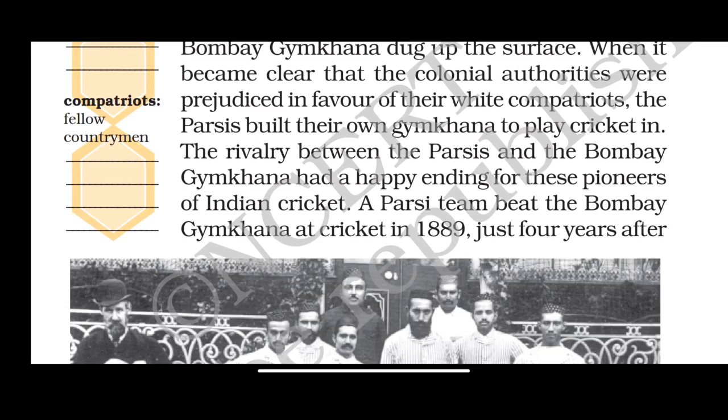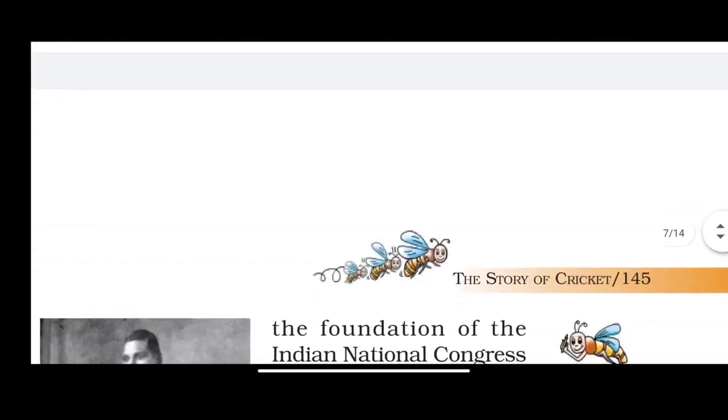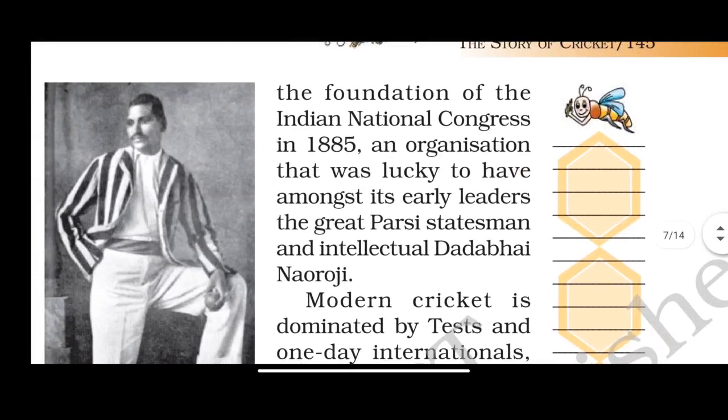A Parsi team beat the Bombay Gymkhana at cricket in 1889, just 4 years after. What happened? Like after the foundation of the Indian National Congress in 1885, like you know about the Congress and all, the National Congress Party came into action. Okay, and just 4 years after that, the Parsis won the match against the Bombay Gymkhana. Okay, they got the rivalry between them.